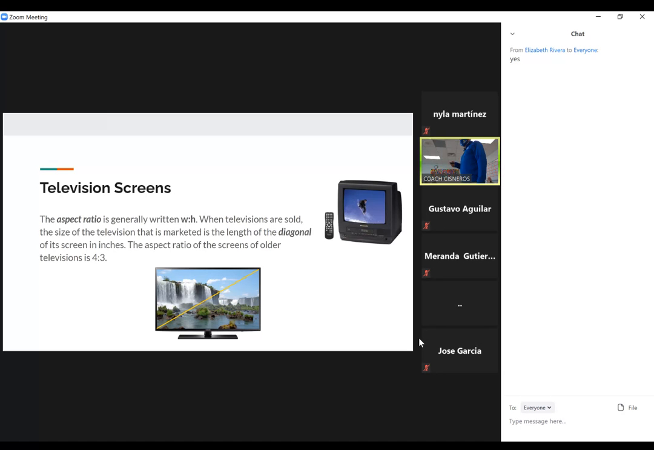And old TV screens had an aspect ratio of what's called 4:3. The aspect ratio is the width to the length. Now, most of you guys know that the TV screens are measured by the diagonal, right? Anybody have a big screen TV at home?